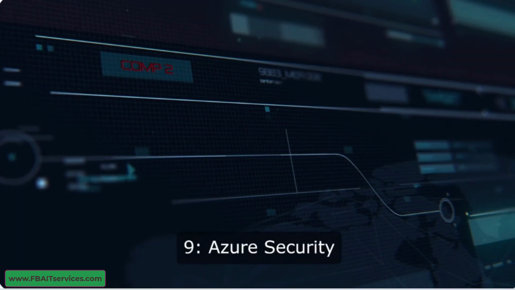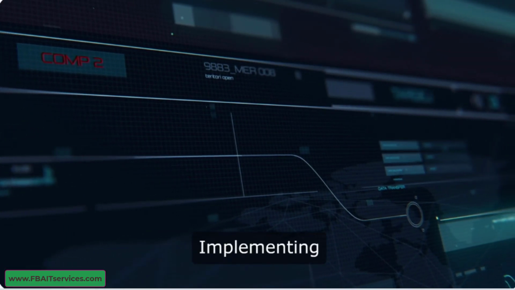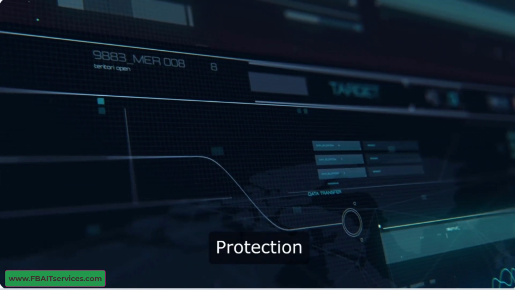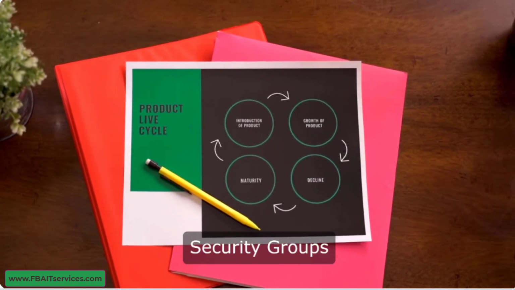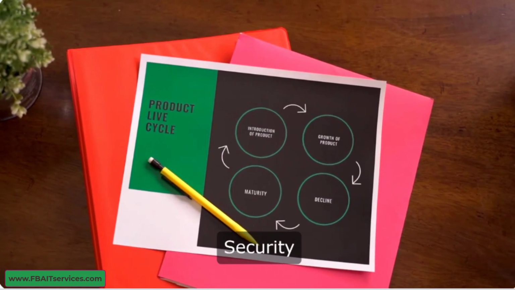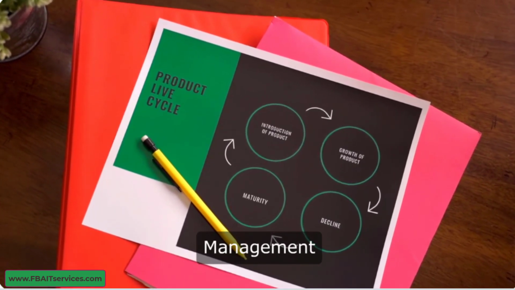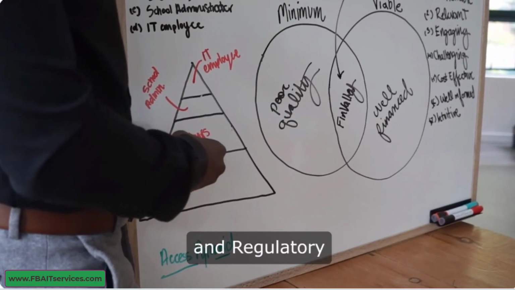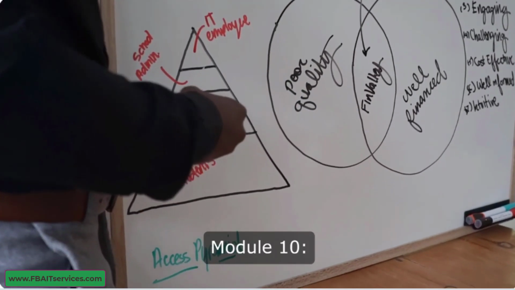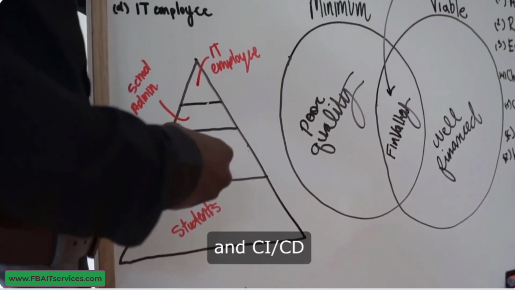Module 9, Azure Security and Compliance. Implementing Azure Security Center for threat protection. Configuring network security groups, NSGs, and application security groups, ASGs. Implementing Azure Key Vault for secure key management. Understanding Azure compliance and regulatory standards. Module 10, Azure DevOps and CI/CD.